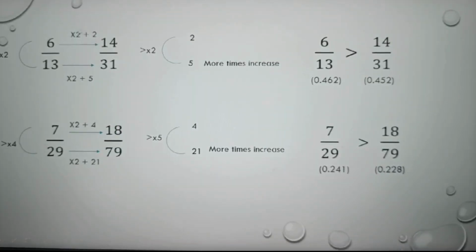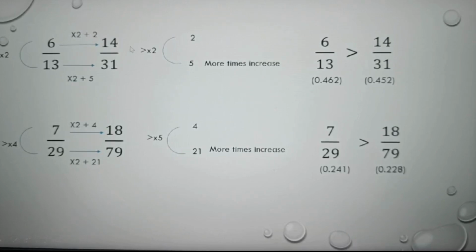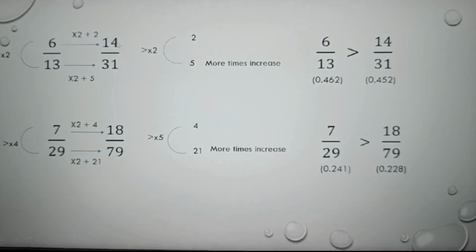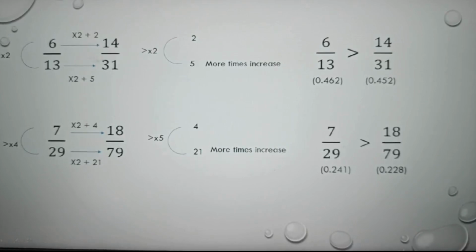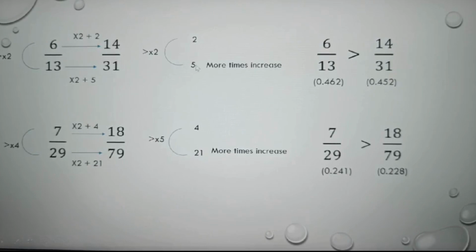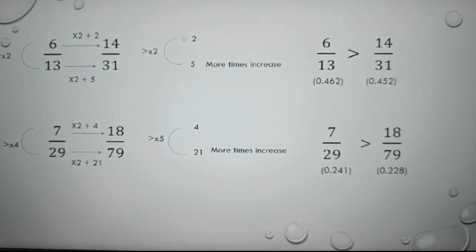Fractions 6 by 13, 14 by 31. Here the numerator increased into 2 plus 2, the denominator 13 into 2 plus 5, and here the old fraction, the smaller fraction, numerator and denominator, observe 6 and 13. It is 13 is more than 2 times of 6. So now the additional values 2 and 5 are compared. So 5 is more than 2 times of 2, the increase in numerator.